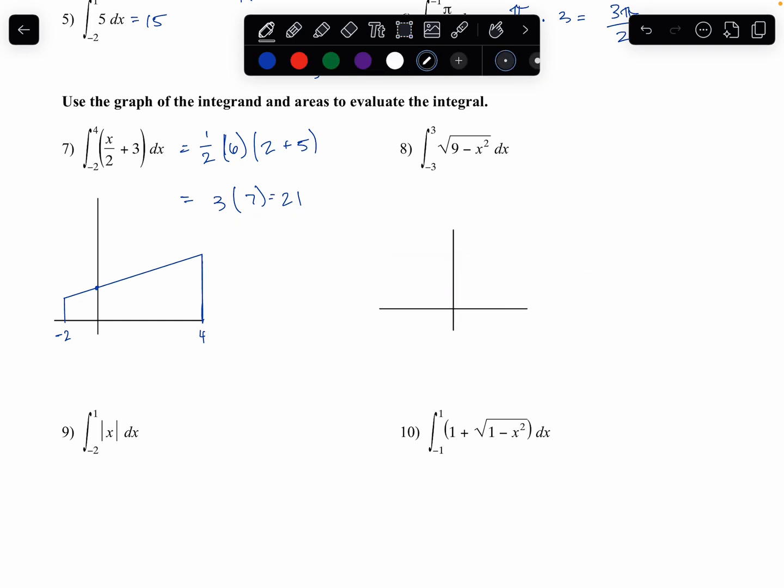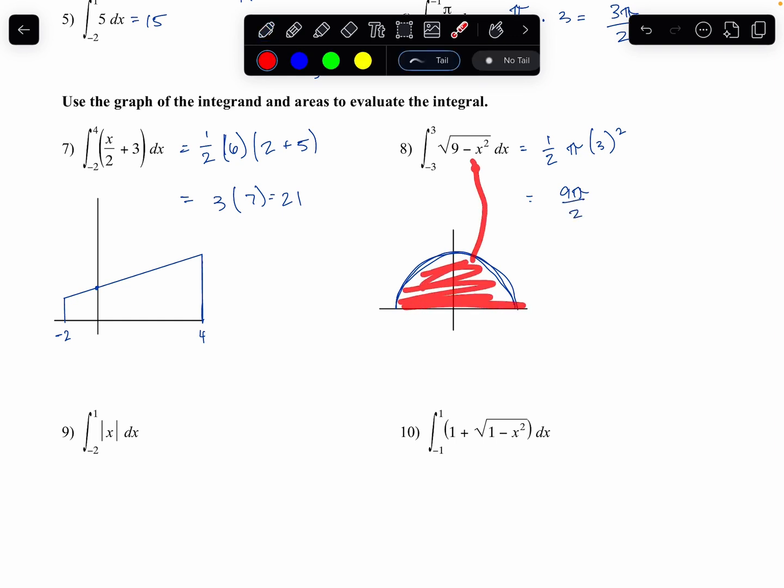So a semicircle with a radius of 3. Okay. And so this right here is going to be 1/2 of pi times r squared. So this right here is just going to be 9 pi over 2, because that's the area underneath this curve right there, which is just a semicircle. So half of the area of the circle.